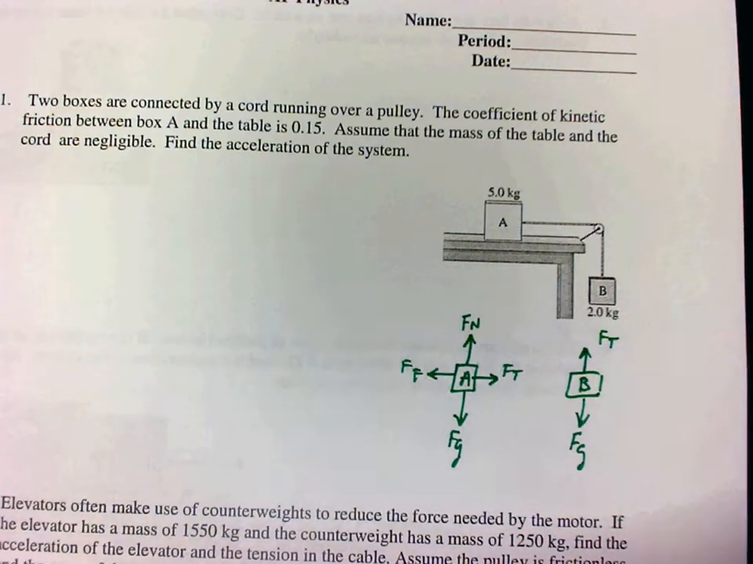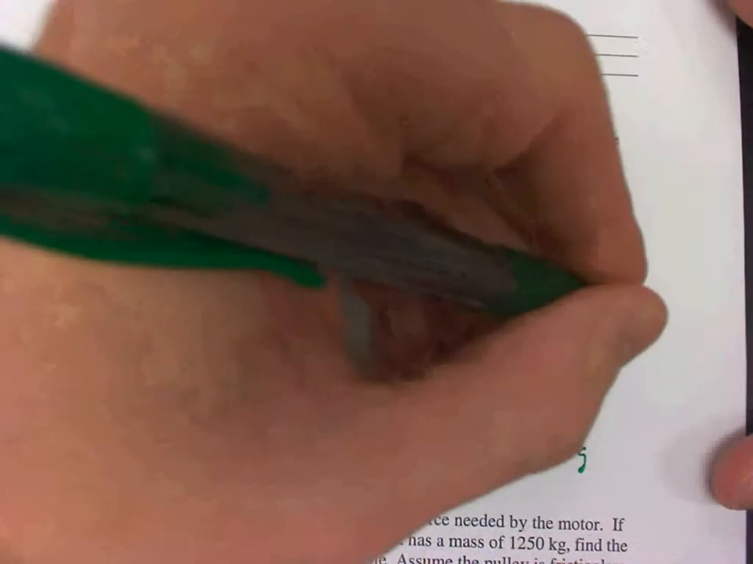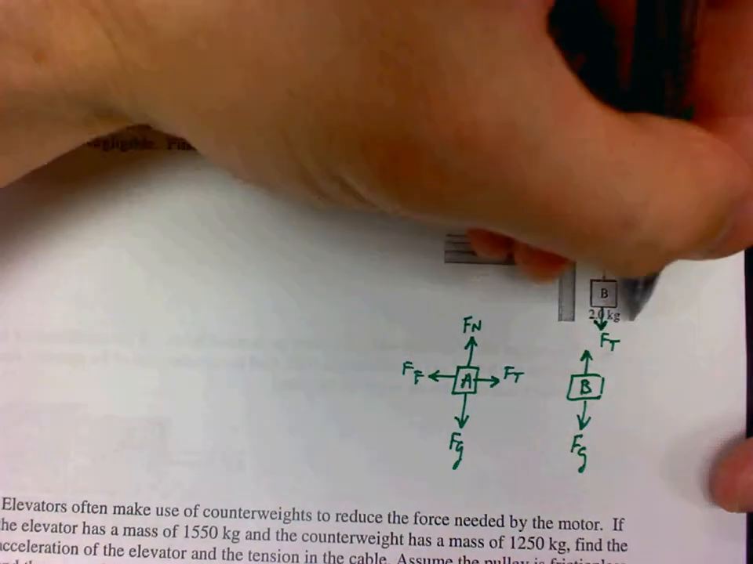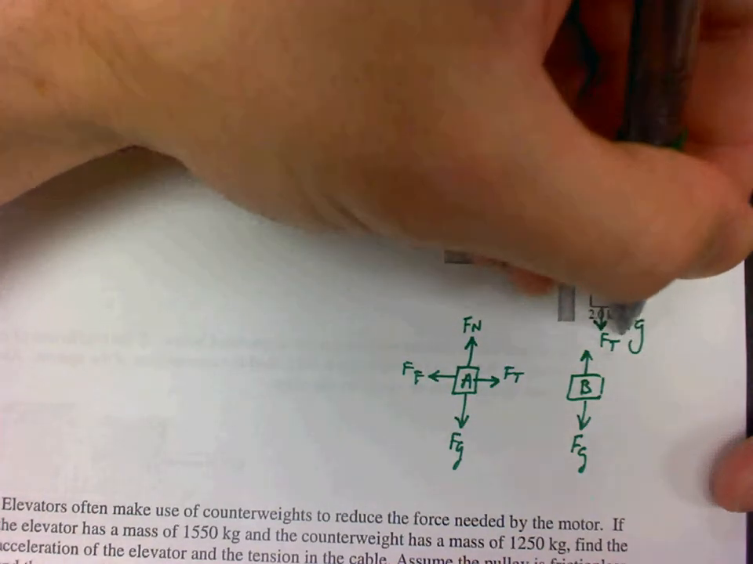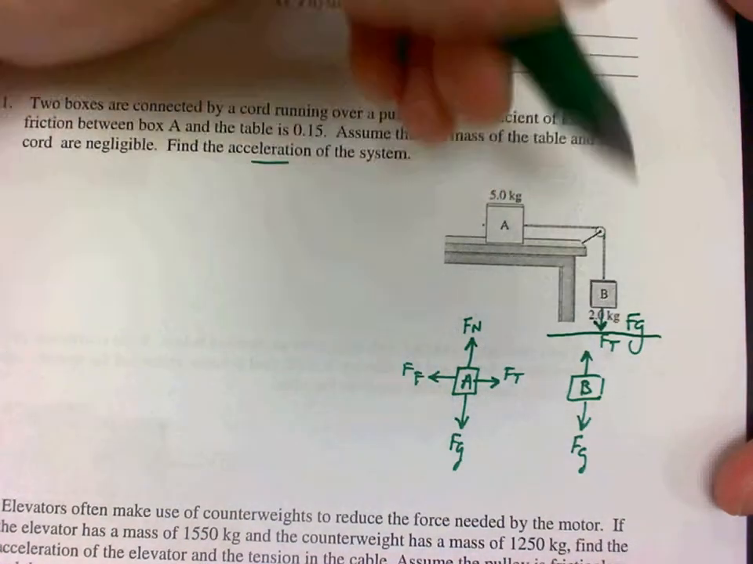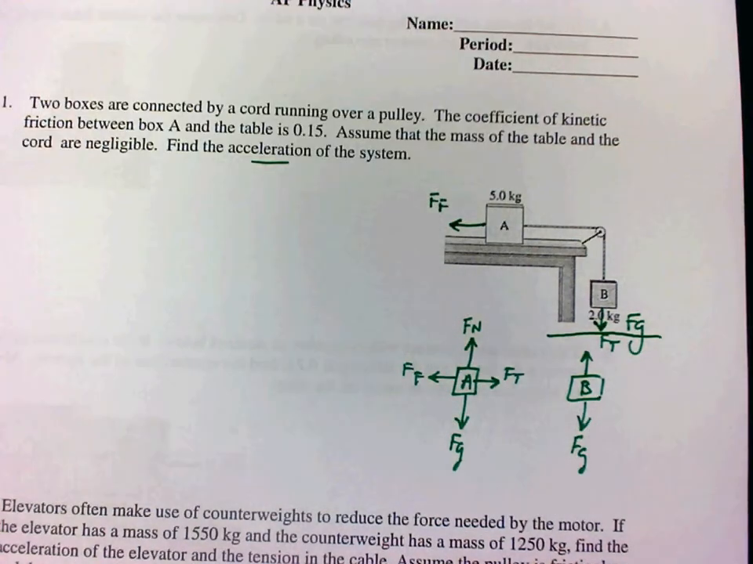Now this problem wants us to find the acceleration of the system. The system means that there are more than one object, and I think you can see that there are two objects there. If we think about the motion of this system, there are really two things that are going to cause this motion. First of all, we're going to have Fg acting here. I'm going to write this over here to the side, and maybe we can separate this out. Fg is going to be pulling box B down, and up here box A has our frictional force that is going to oppose that motion.